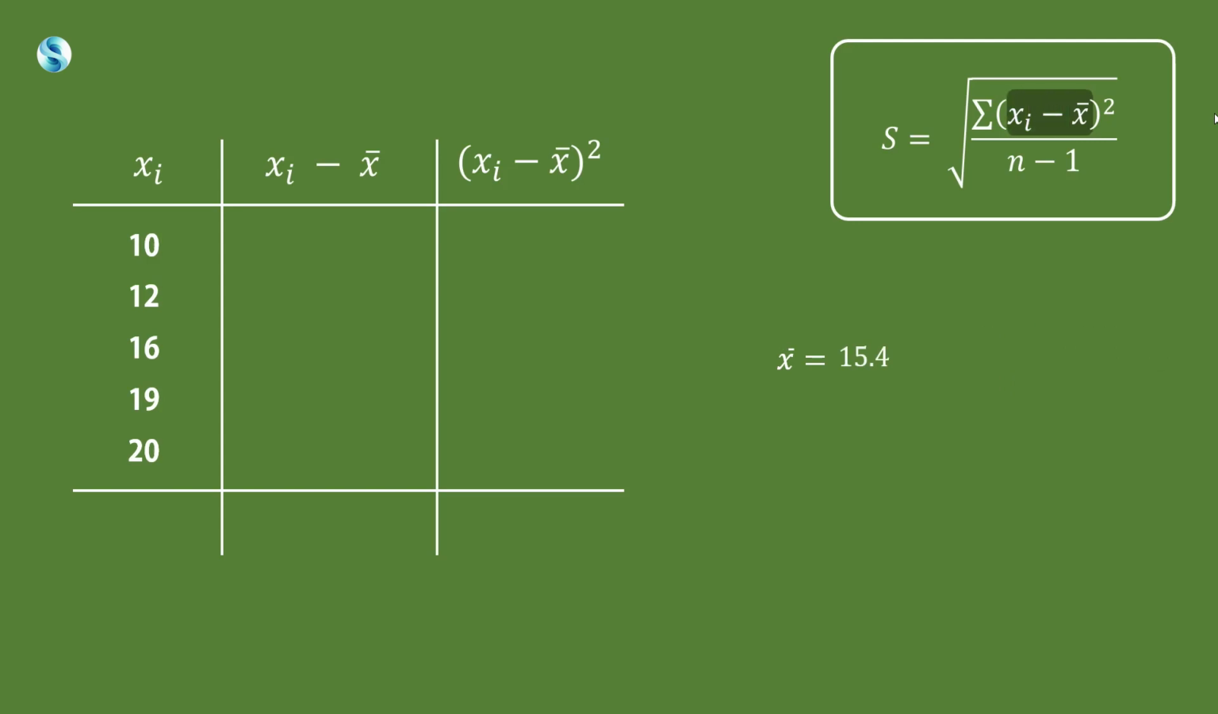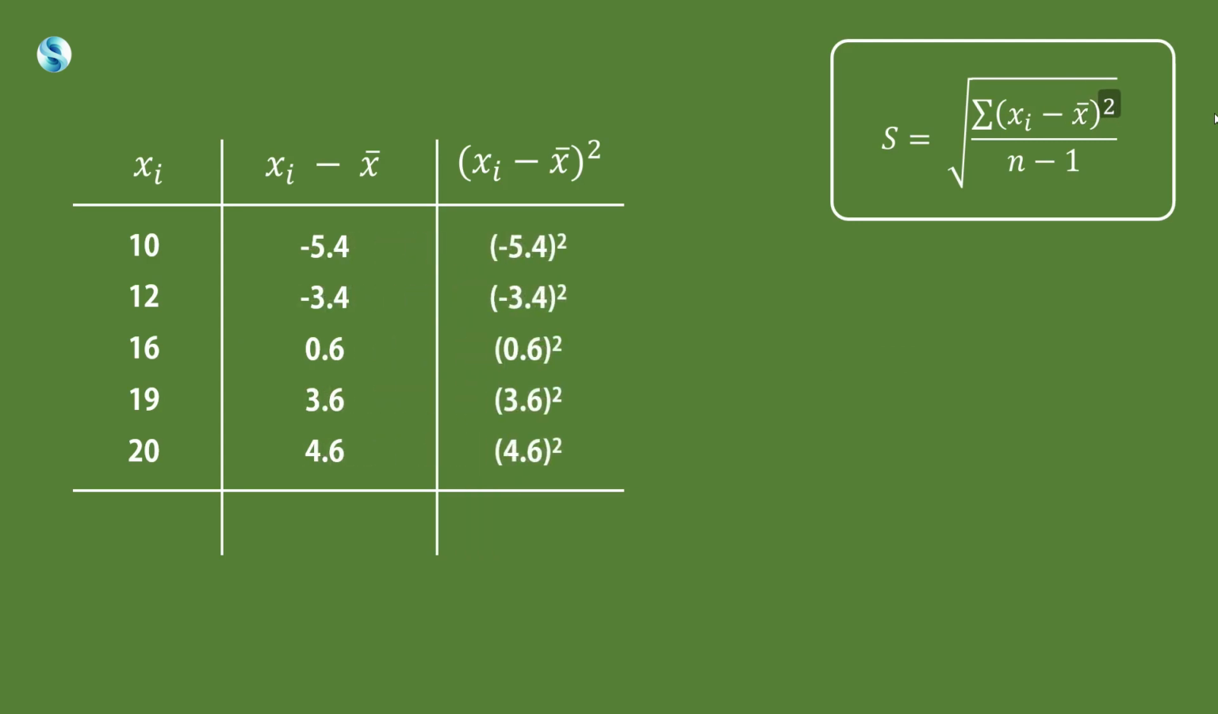The formula says we need to subtract x bar from each value, so we do this on the table. 10 minus 50.4 is negative 5.4. 12 minus 50.4 is negative 3.4. 16 minus 50.4 is 0.6, and so on. The next step is to square what we have just calculated. Negative 5.4 squared is 29.16. Negative 3.4 squared is 11.56, and so on. The next step is to find the sum of what we have just calculated. You should find that this is equal to 75.2.